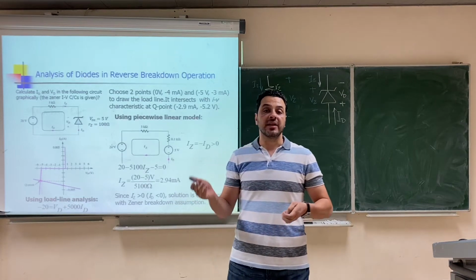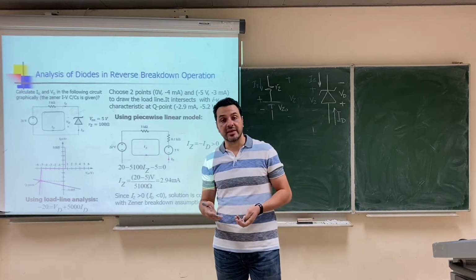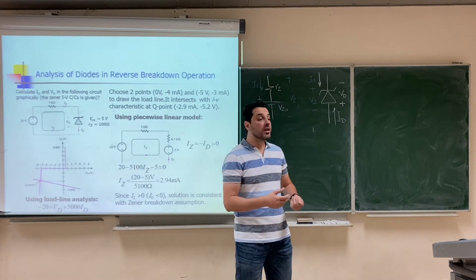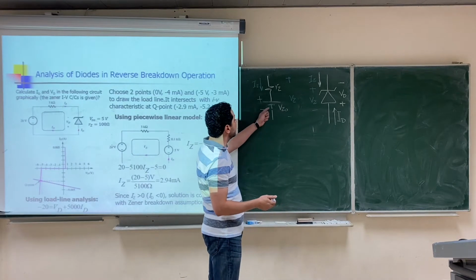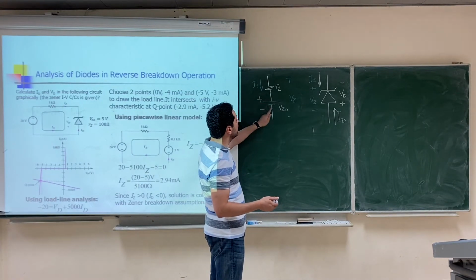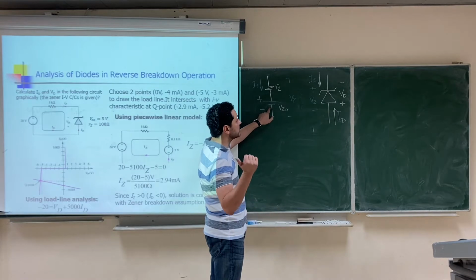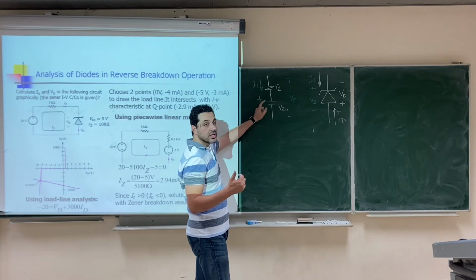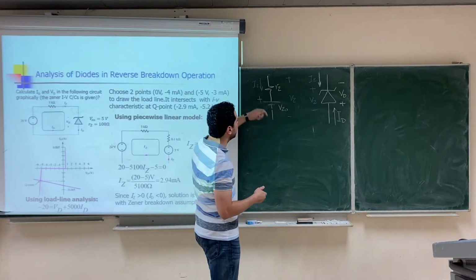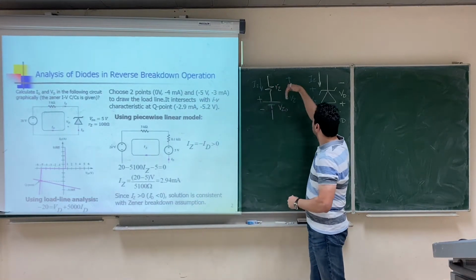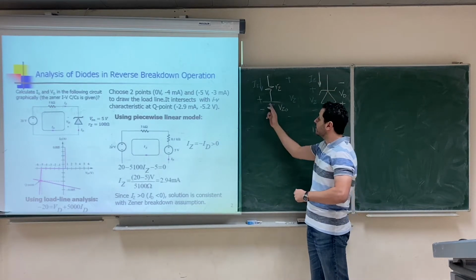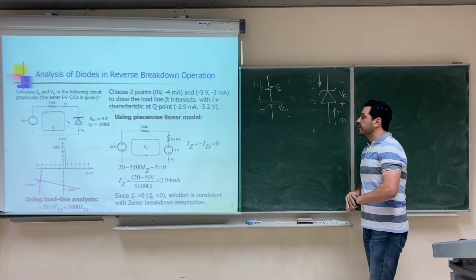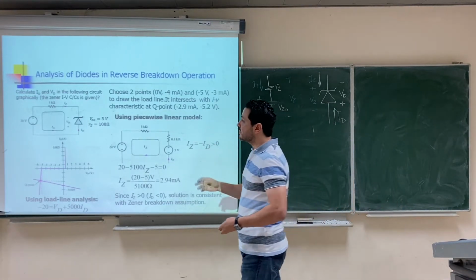However, if you assume that it is working in the breakdown region, then you have to use the model of the breakdown region, which we defined as a battery and a resistor. But the battery's direction is now opposite to the battery of the forward bias region. The battery is always opposite to the current flowing in the diode. If the current in the breakdown region is going in this direction, then the battery will be trying to push opposite to the current. Okay, remember that.